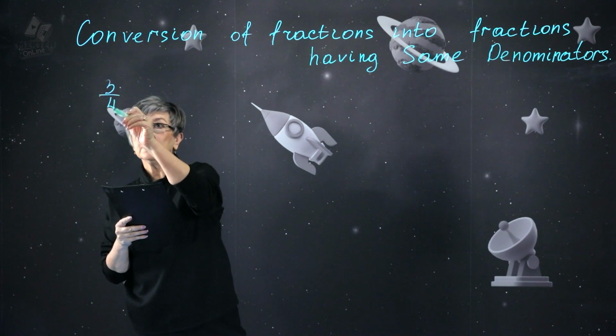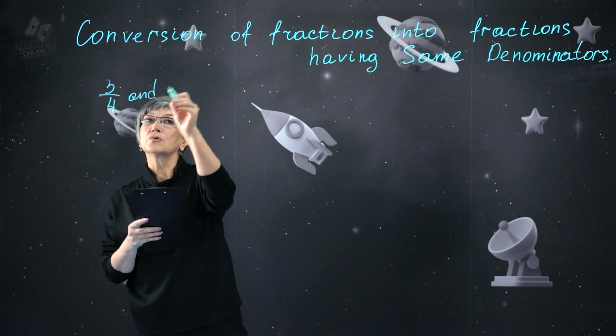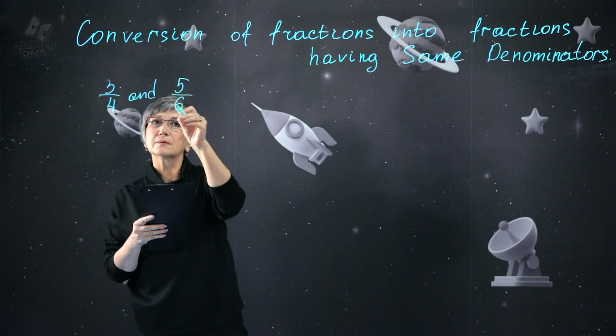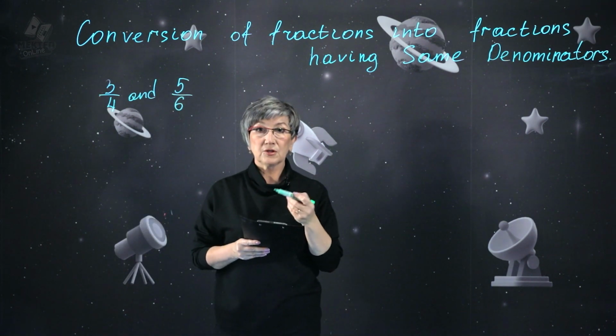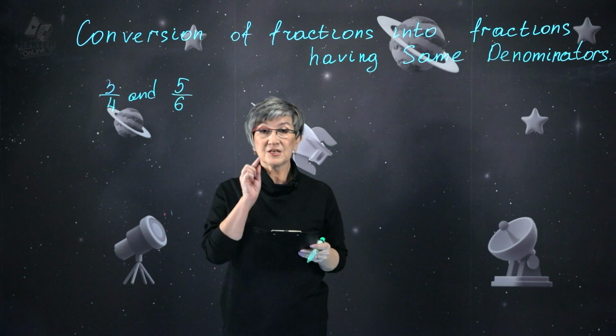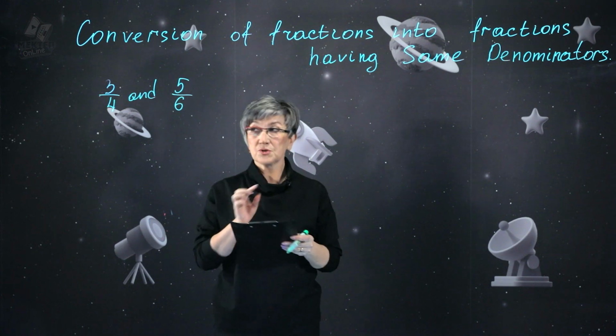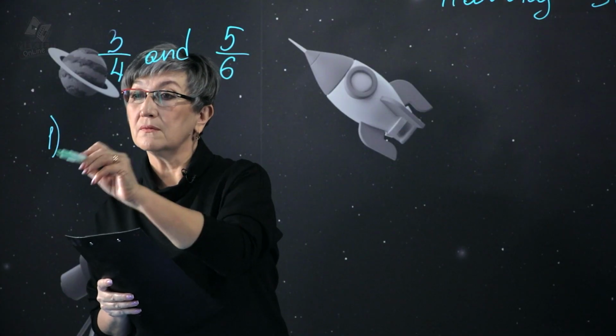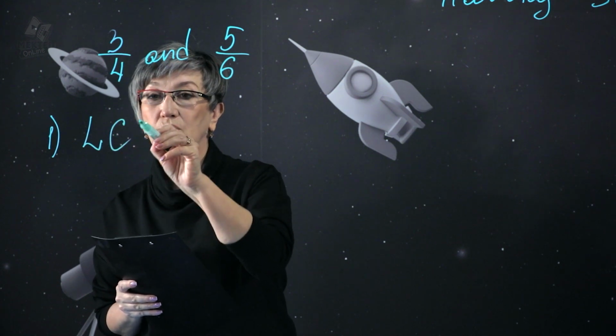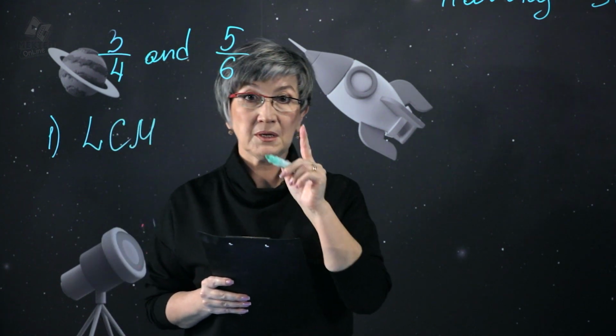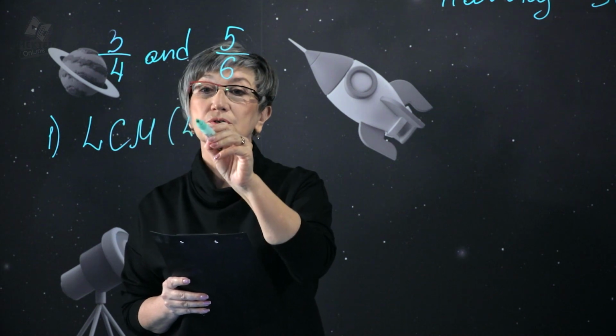In this case we have 3/4 and 5/6. These are the fractions we will be examining. I need to initially convert these two fractions to the least common denominator in order to proceed with the calculation. So, for this, I will find the least common multiple for the numbers 4 and 6.